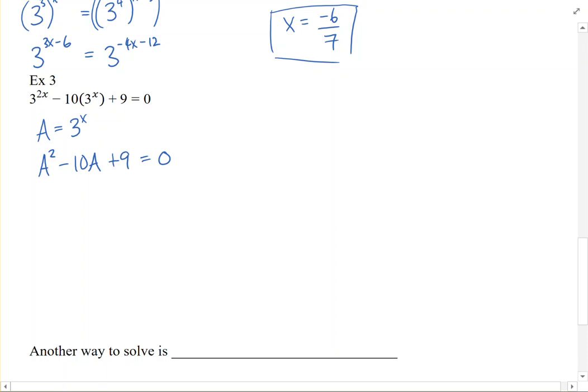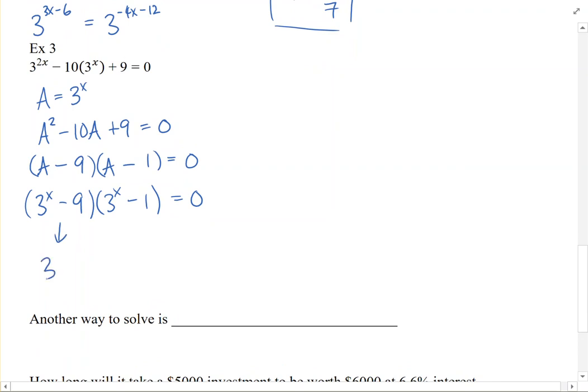Oh, that looks like another one of those factoring scenarios again. So I'm just going to factor it out. So we have a minus 9 and a minus 1. Okay, and now I'm just going to put my terms back in, and all of this equals 0. So we have 3 to the x minus 9 times 3 to the x minus 1 equals 0.